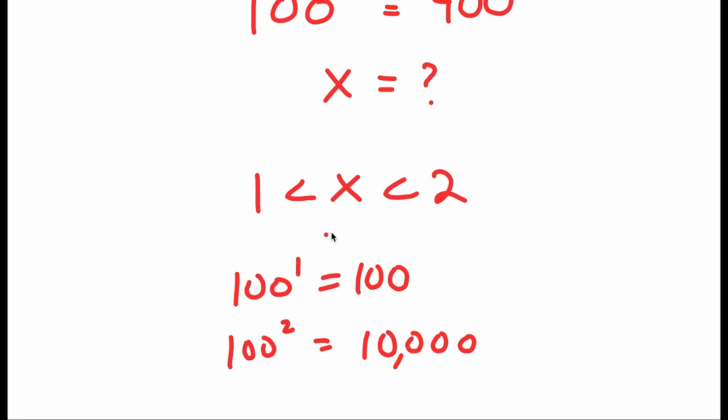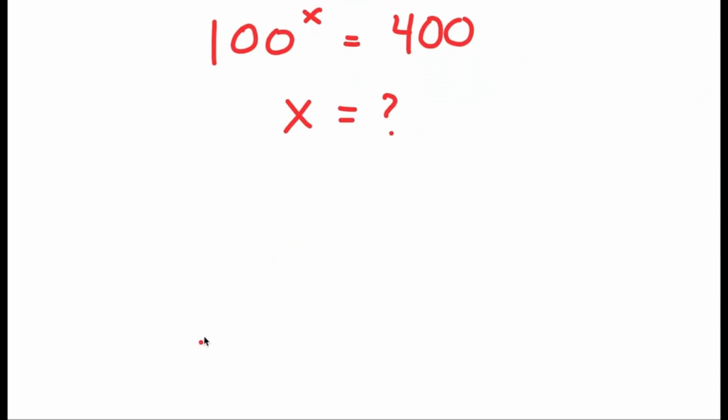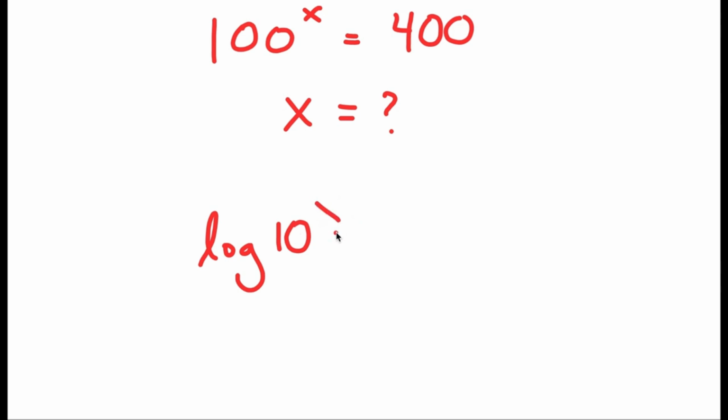So it's going to be closer to 1 than it is to 2, but it's going to be somewhere in the range of 1 and 2. So to solve this, what I'm going to be using is logarithms. So I'm going to first start by taking the log on both sides. So I get log 100 to the power of x is equal to log 400.